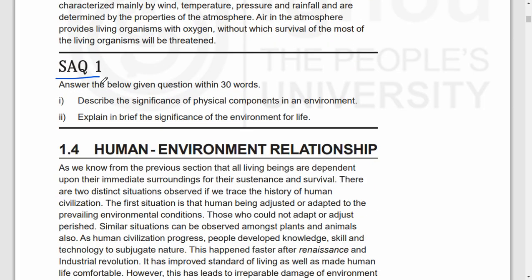SQ1. Answer the below given questions within 30 words. 1. Describe the significance of the physical components in an environment. Comment this. 2. Explain in brief the significance of the environment for life. Comment this.